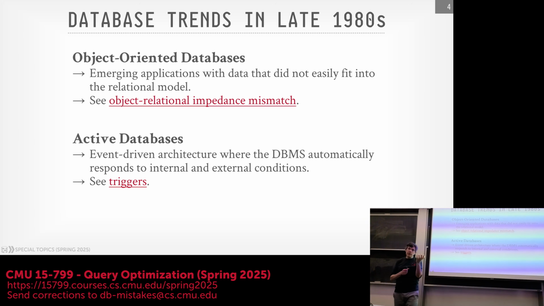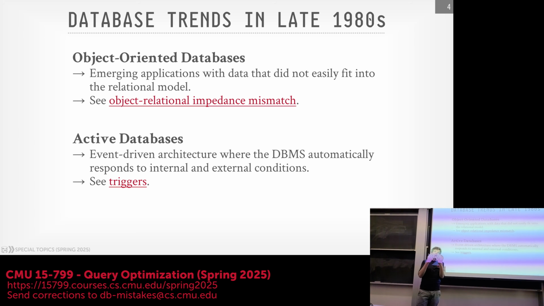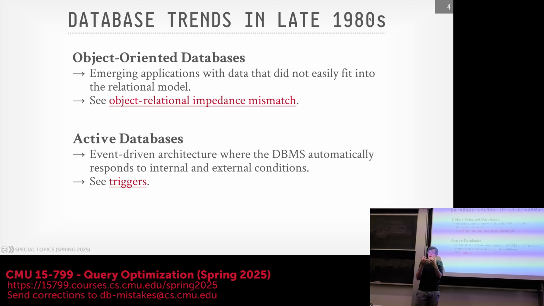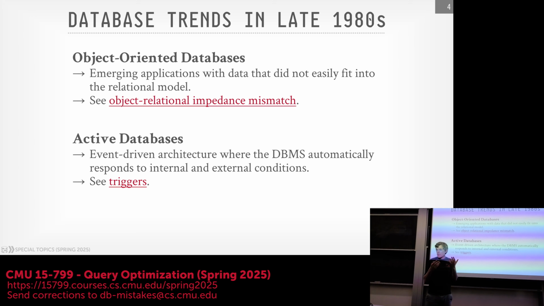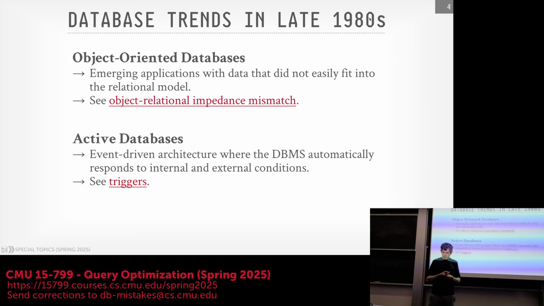So object-oriented databases are basically a database where the data model that they're actually storing is like an object, like in Java, Python, C++, whatever you want, right? And the idea was that you're writing your application in object-oriented code, because that was the hot thing, right? Smalltalk came out, that was a hot thing. C++ was a little bit later, right? Object-oriented was sort of the big fad at the time.